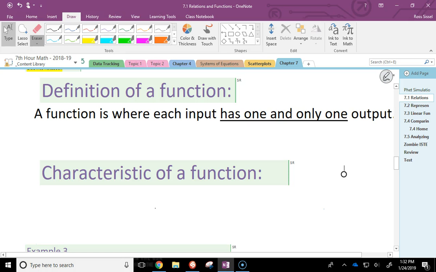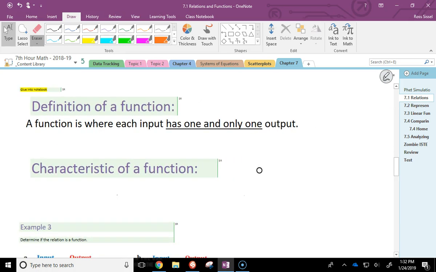Alright, so on this one, definition of a function. What we need to write down is key to today's assignment and homework. It says, 1. Function. A function is where each input has one and only one output. You need to copy this into your notebook. Damien, where's your notebook? You need to have it open and be following along. Riley, where is your notebook? Why are you not copying this into your notebook?